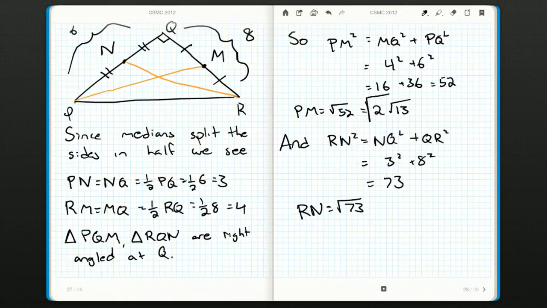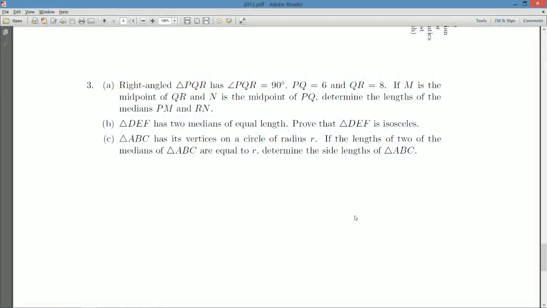We can box these so we know we have the right answer. We know where they are. And that gives us A part. We determined the lengths of the medians that we were asked to, PM and RN. Okay.